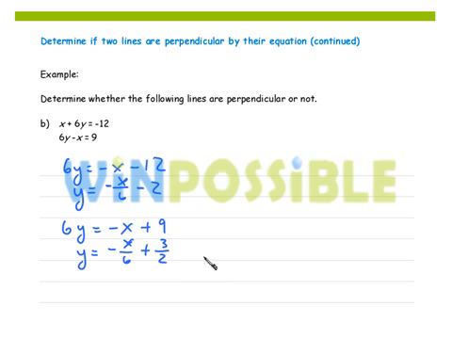So our slopes here are in fact identical, -x over 6 and -x over 6. So in fact our two lines are parallel. They are not perpendicular.